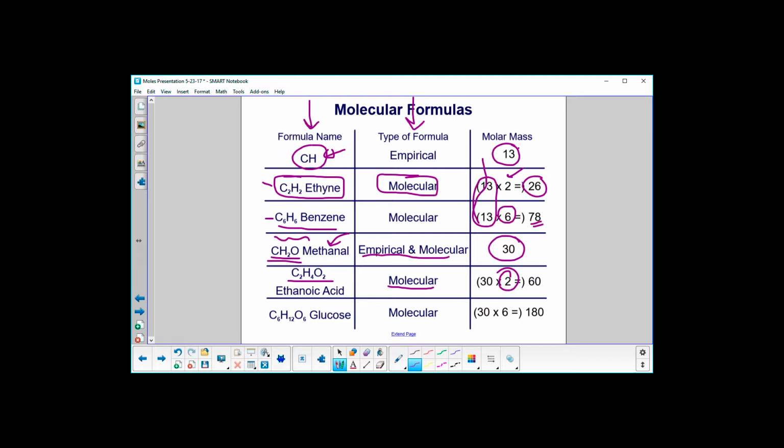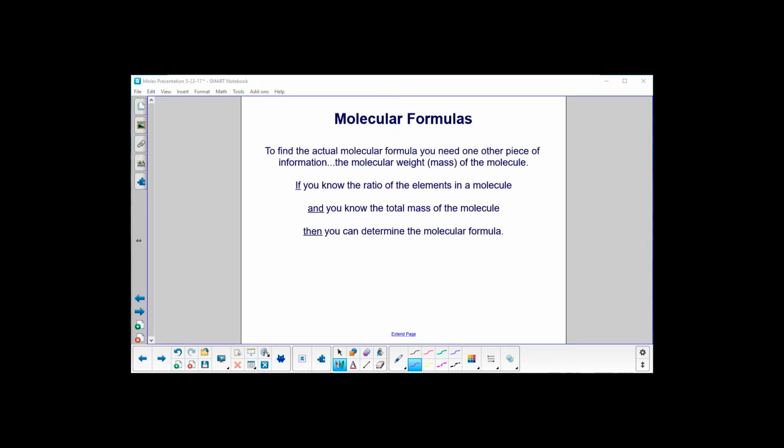Okay, it's not reduced to its lowest common multiple. Then, if you were to multiply it by 6, you can see 6 carbons, 6 times 2 is 12 hydrogen, 6 times 1 is 6 oxygen, you get glucose. That's a molecular formula. To find the actual molecular formula, you need one more piece of information. You need to know the molecular weight or mass of the molecule. If you know the ratio of the elements in a molecule and you know the total mass of the molecule, then you can find the actual molecular formula.